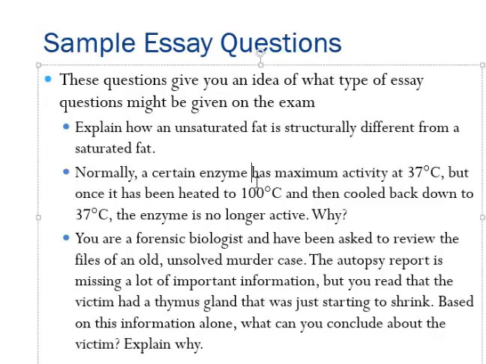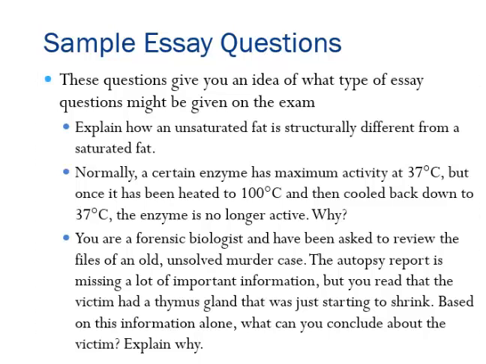Number 2: normally a certain enzyme has a maximum activity at 37 Celsius, but once it's been heated to 100 Celsius and then cooled back down to 37, the enzyme is no longer active. Why? Well, once it gets up to 100, it could cause a change in shape or a change in structure of that enzyme. And once that enzyme has been changed, like melted or changed form for whatever reason, it can't go back to the lock and key model. Remember, enzymes have to be in a certain shape in order to act on a particular substrate.